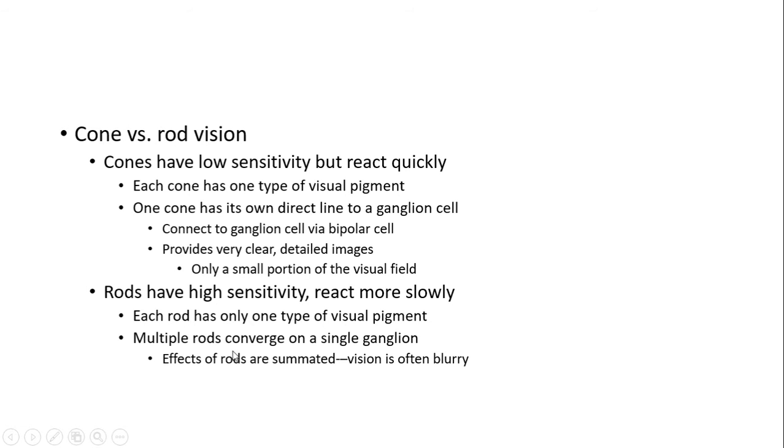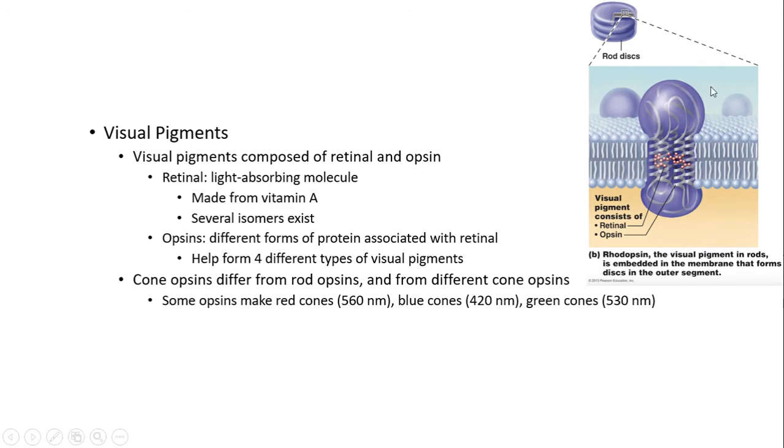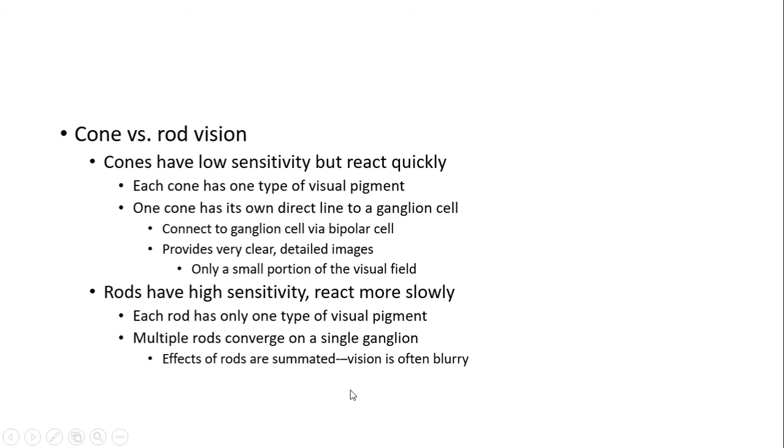We're just going to skim through this real quick because we already basically discussed this. The rods have a high sensitivity. They react more slowly. Each rod has only one type of visual pigment, which is rhodopsin, the visual pigment for the rods. And multiple rods converge onto a single ganglion. We saw how that happens. They converge to the bipolar cell, and then the bipolar cell goes on to the ganglion cell, to be more specific. But because of that, the effects of the rods are summated.